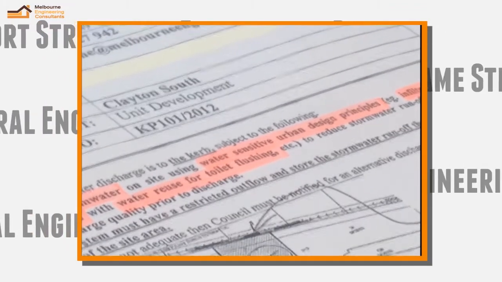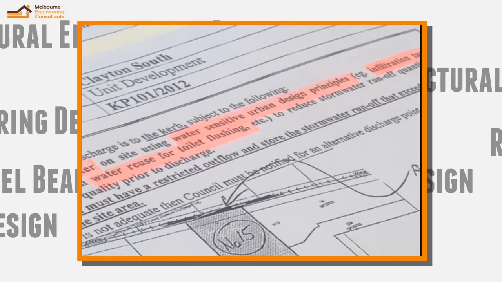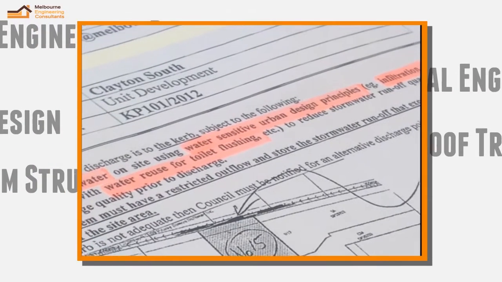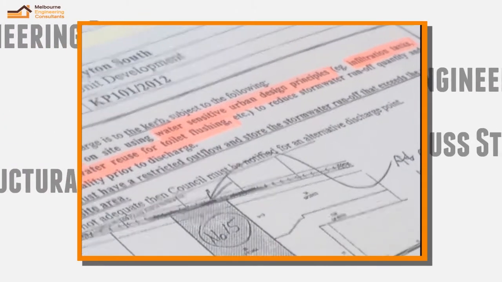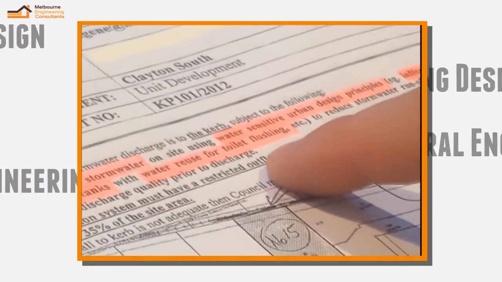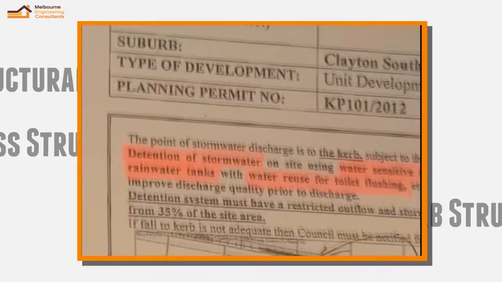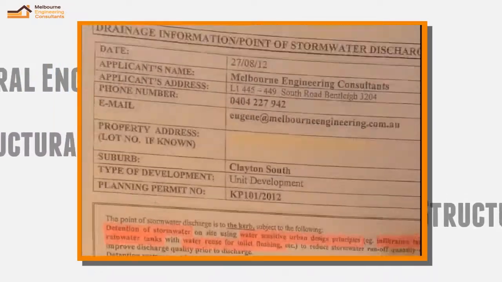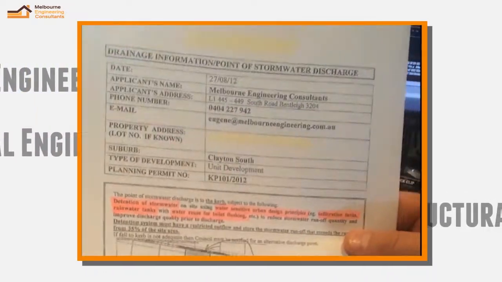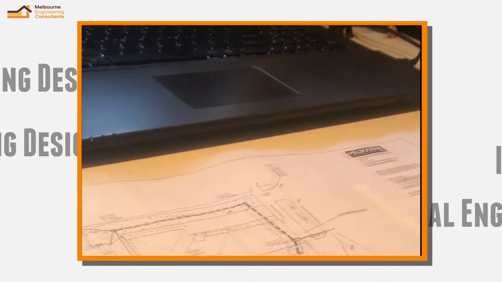And the purpose of this is to reduce the stormwater runoff quality and to improve the discharge quality to the discharge point, which in this case is to the curb and channel. Detention system must have a restricted outflow and have the stormwater runoff that exceeds runoff from 35% of the site area. That's the legal document that's been issued to us by the council. So we have to design a drainage system that complies with that. So I'll just put that to the side.